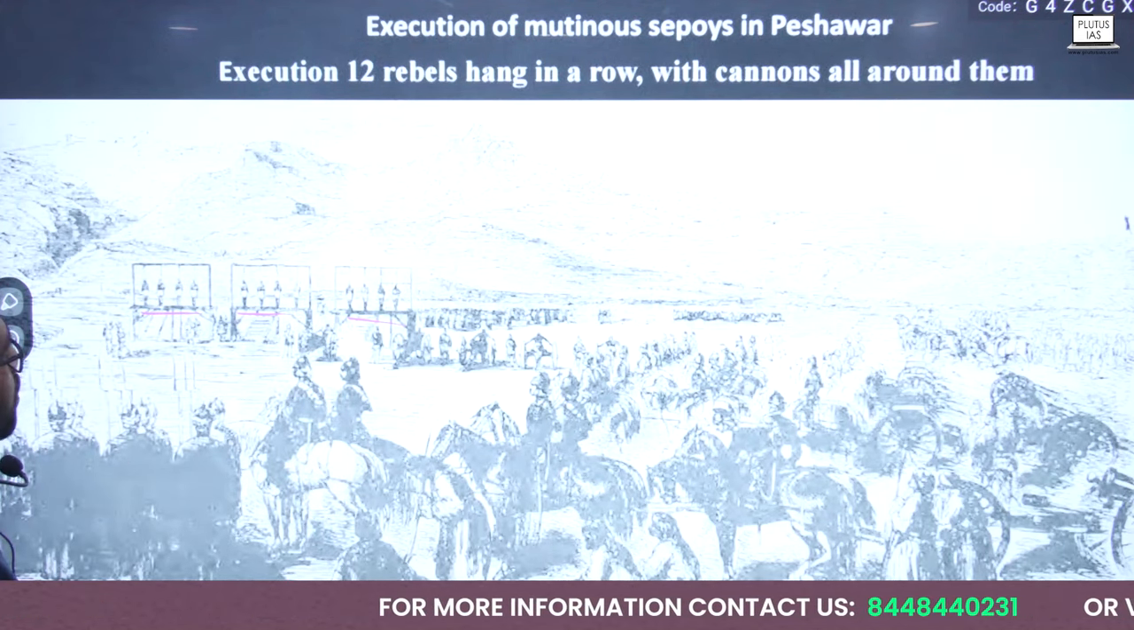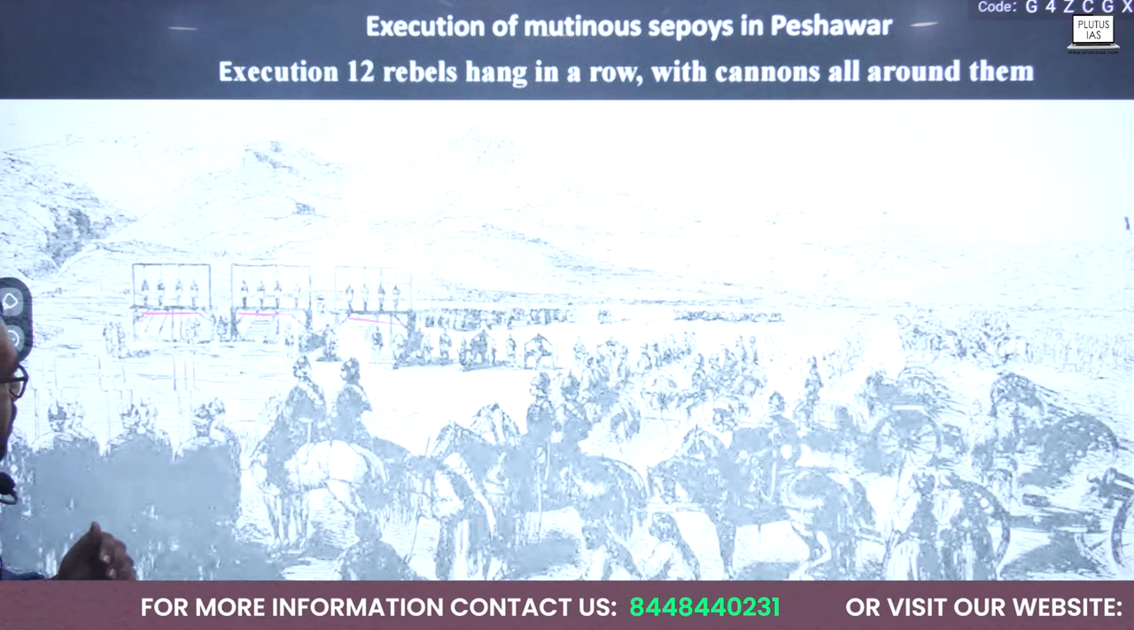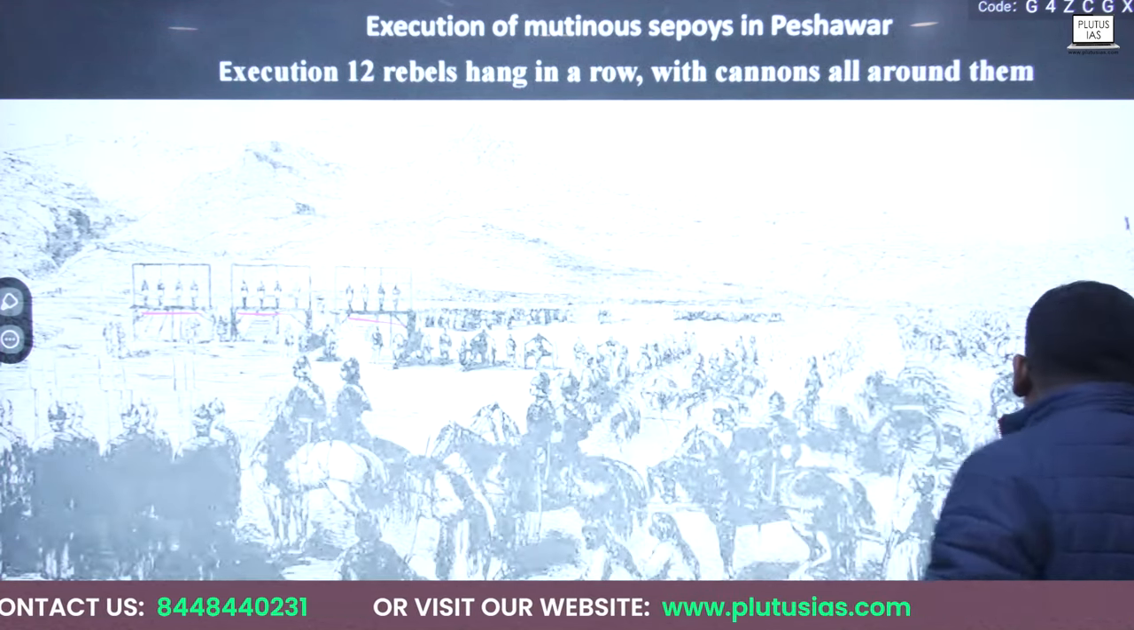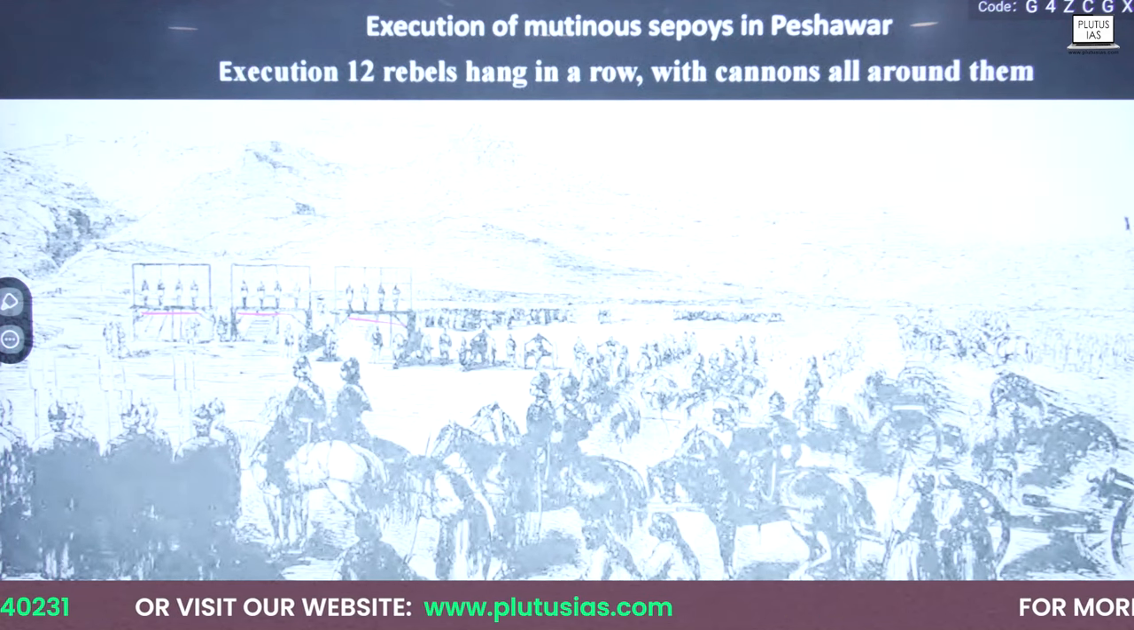On the bank, it is about Peshawar, these regions. This was found out later, it was not known at that time. So these are the images we see in the revolt of 1857.